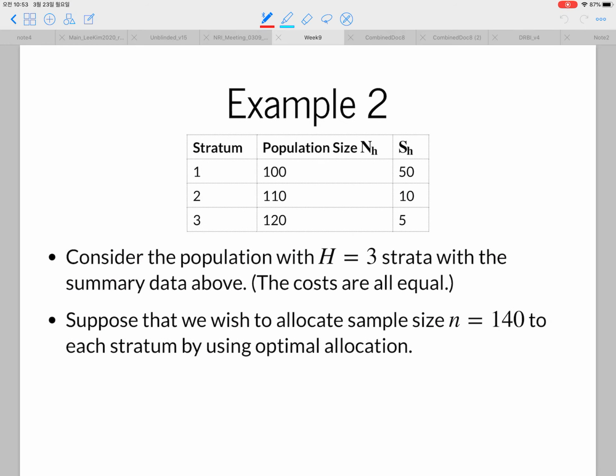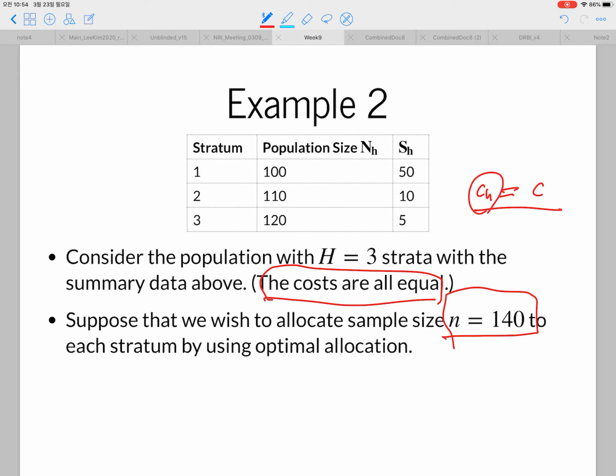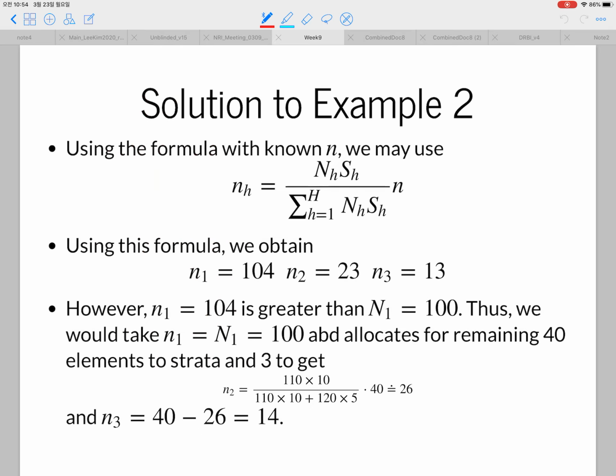Okay. Now let's consider example 2. In this example, the constraint is not the cost restriction. The constraint is the sample size. So the total sample size is given, and you want to do optimal allocation. And we don't need this information. So we assume that costs are all equal. So we don't care. So the formula we should use is this one, right?